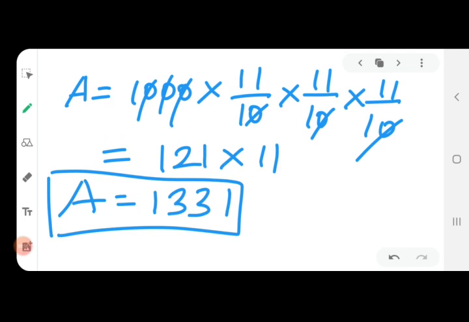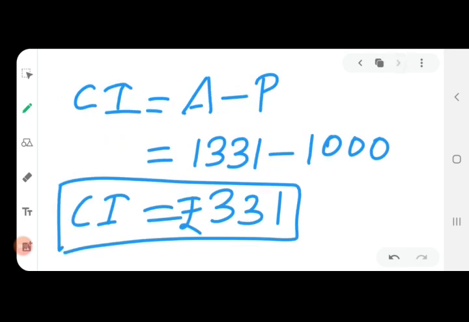We need to find the compound interest. So compound interest equal to amount minus principal. Again I am saying it is compound interest. Compound interest equal to amount minus principal, which is equal to 1331 minus 1000. So what is our compound interest? Which is equal to rupees 331.